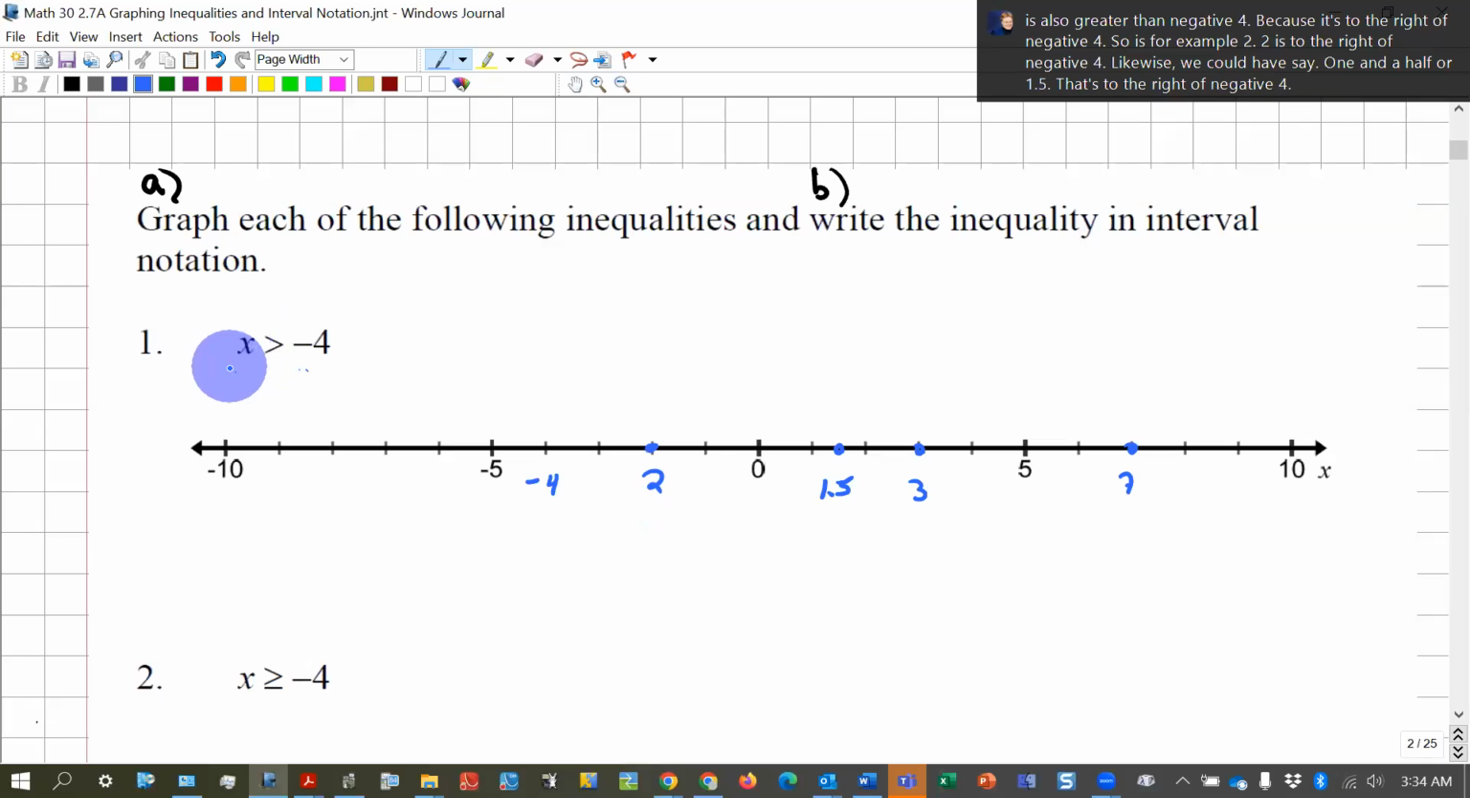If we want to draw a picture of all of the numbers that are to the right of -4, we would need to draw a dot on every single one of these numbers. And we would keep going forever.